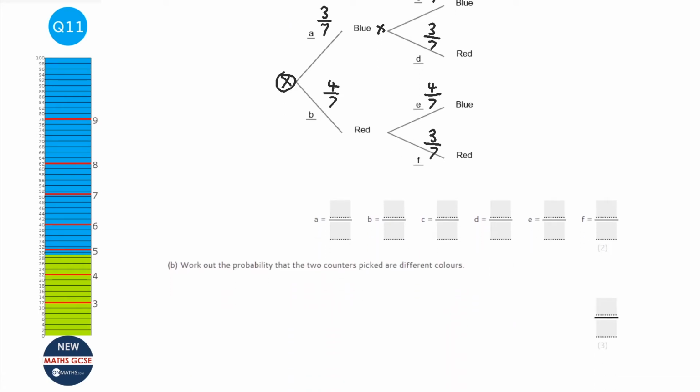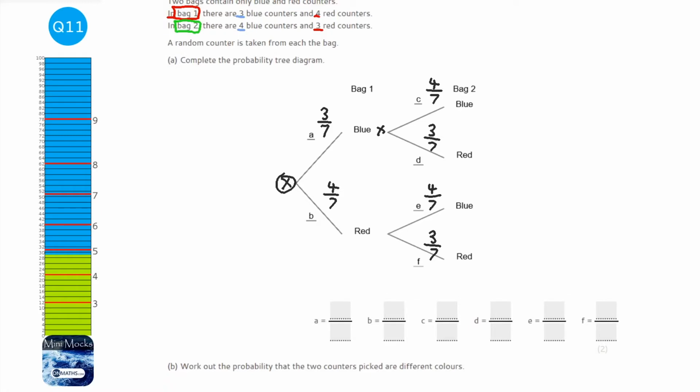Let's move on to the second question. It says work out the probability that the 2 counters picked are of different colours. So let's follow the paths down. If I pick this one, a blue and then a blue, I've ended up with a blue and a blue. Well, they're not different colours. So let's try another line.